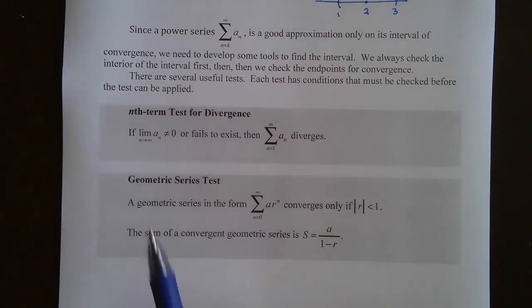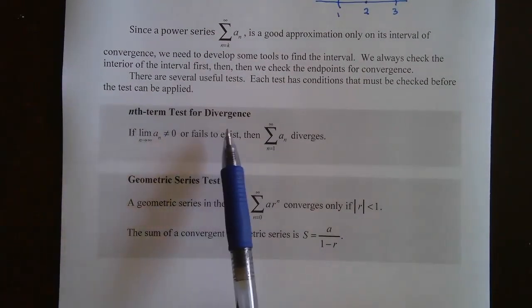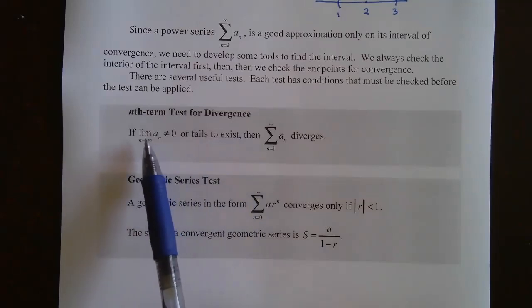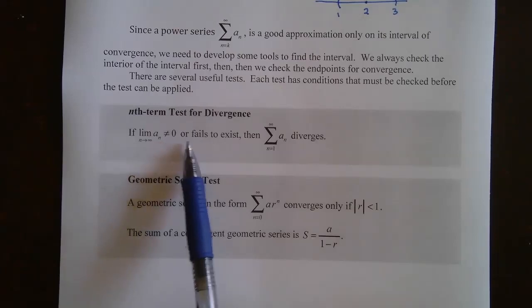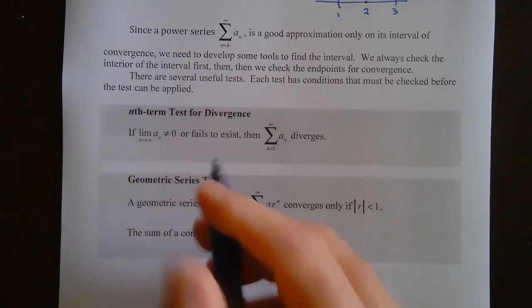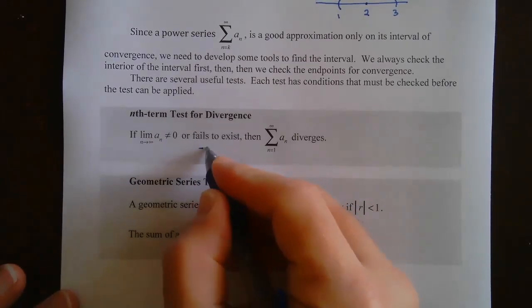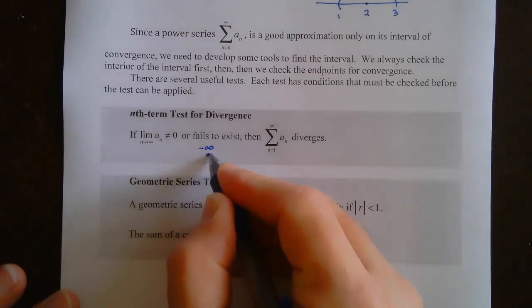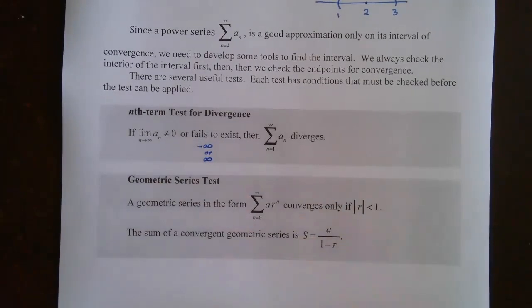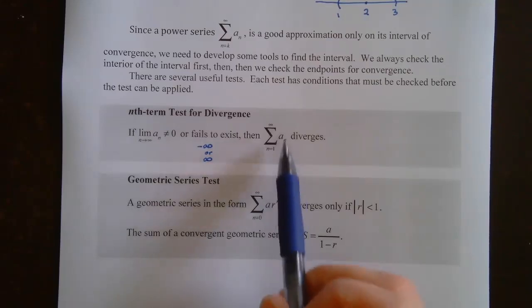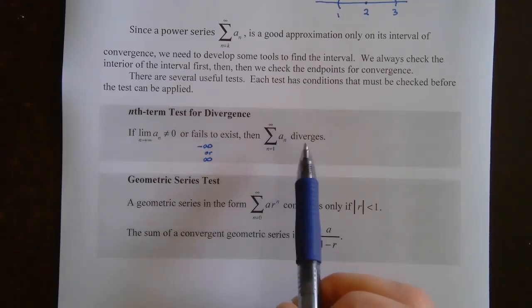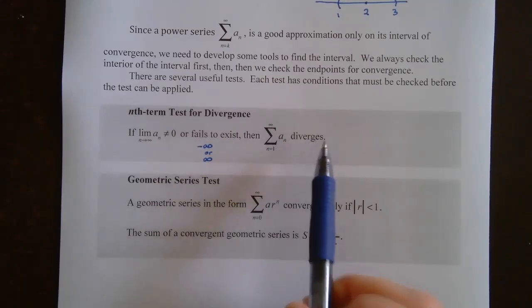So let's slide it up a little bit more. We have this one, the nth term test for divergence. If the limit as n goes to infinity of the a sub n term, the nth term, doesn't equal 0 or fails to exist, and fails to exist means it's negative infinity or it comes out to be infinity, then the sum from n equals 1 to infinity of a sub n diverges. So the series diverges.